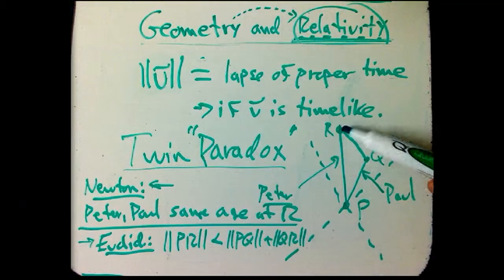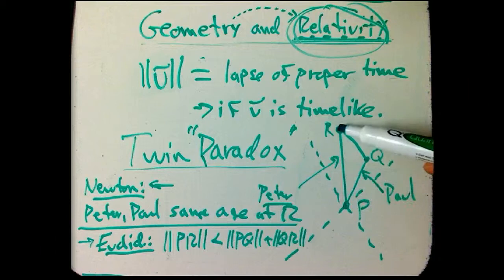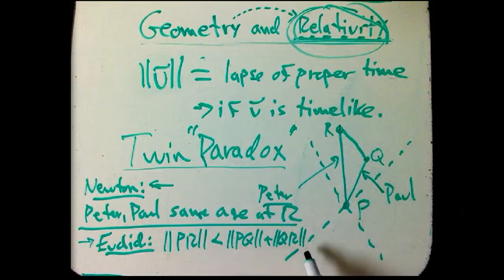If there's anything to what I'm claiming, that Minkowski geometry, which models relativity, has more analogies to Euclidean geometry than it does to Newtonian physics, then there's no way we would expect the proper time lapse from P to R to equal the sum of these two proper time lapses. That would be like expecting in Euclidean geometry for this to be an equality. And that's just ridiculous.